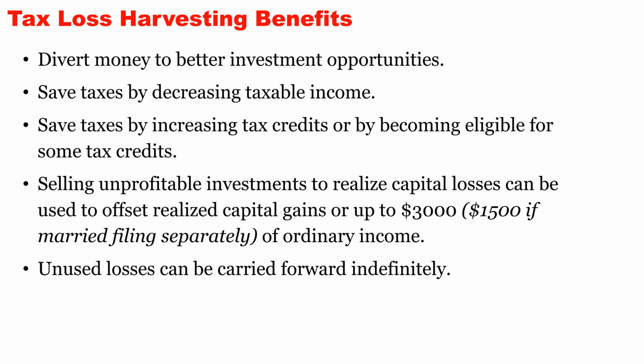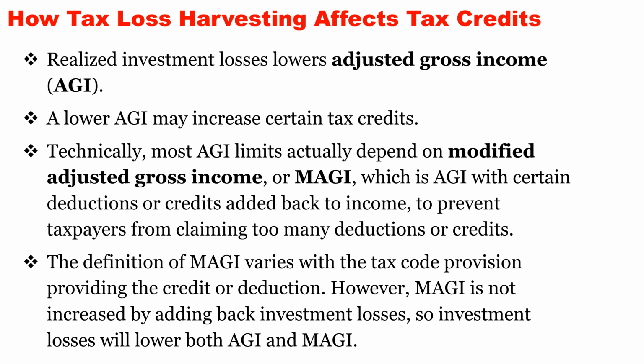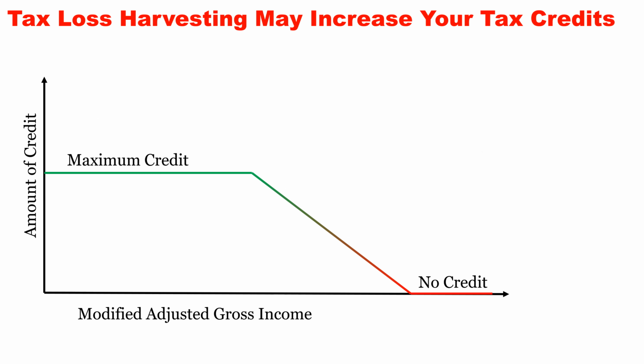The eligibility and amount of most tax credits depends directly on modified adjusted gross income, or MAGI, which is simply AGI with some deductions or tax credits added back. The exact definition of MAGI depends on the tax code providing the credit, but the definition of MAGI for any of these credits does not include adding back investment losses, so tax loss harvesting will only reduce MAGI, not increase it. Most tax credits have AGI limits with phase-out ranges.